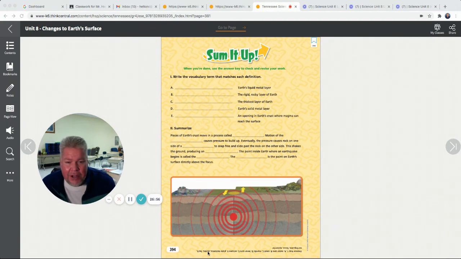Eventually, the pressure causes rocks on one side of a fault, the place where two plates meet, to snap free and glide and slide past the rock on the other side. This shakes the ground, producing an earthquake. The point inside the earth where the earthquake begins is called the focus, and the epicenter is the point on the earth's surface directly above the focus.